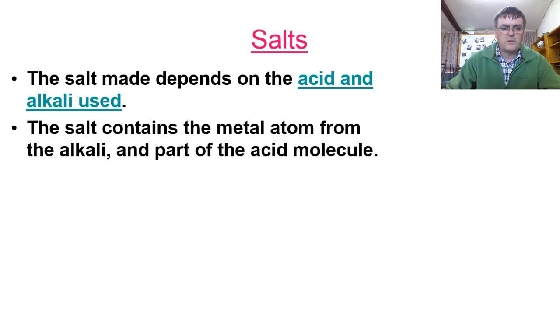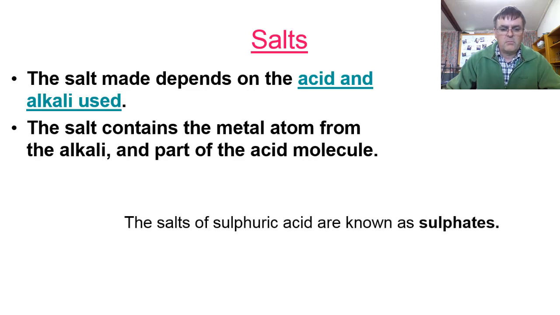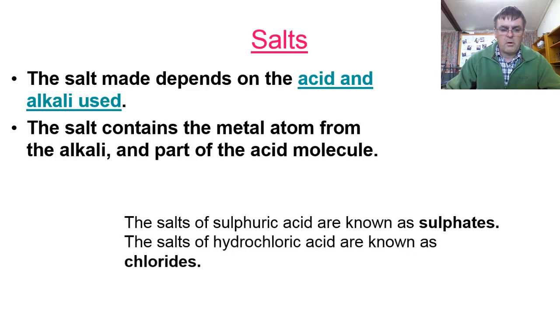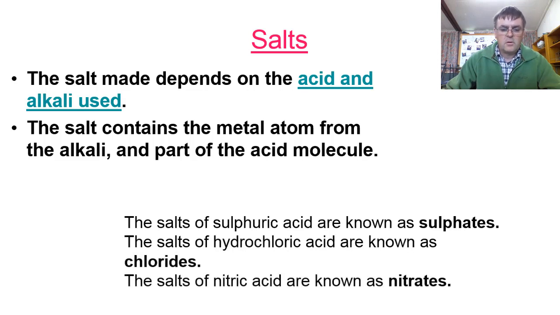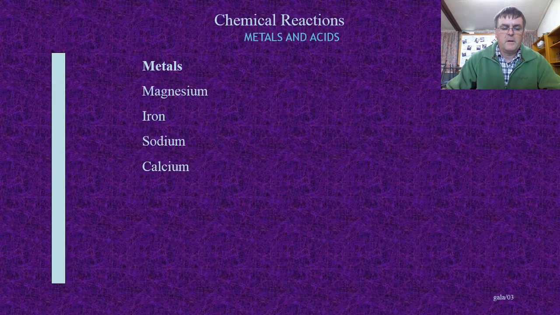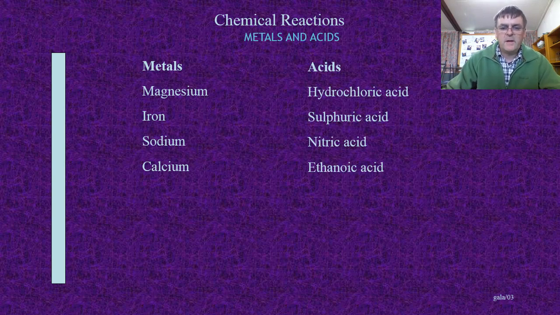So we've got to look at the acids that are being used. So sulfuric acid makes sulfates, hydrochloric acid makes chlorides, nitric acid makes nitrates. Let's go try some out. So we've got these metals, the magnesium, the iron, the sodium, calcium, and we've got these acids. Remember, metal plus an acid, salt plus hydrogen. That's the general equation. That's what's going to happen.